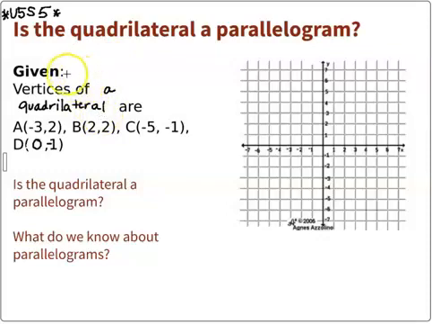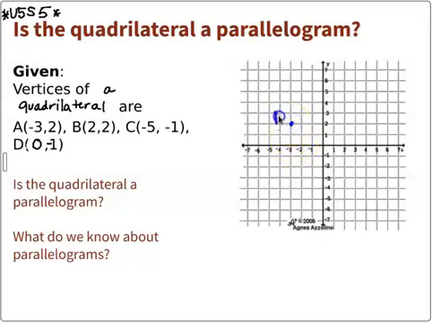So in this problem, we are given vertices of a quadrilateral. We're given 4 vertices, and we want to determine if that 4-sided figure is a parallelogram. So how are we going to do that? Well, let's start with first plotting our points. That's a good place to start. So we're given 4 vertices. Let's plot those points. The first one is A at -3, 2.